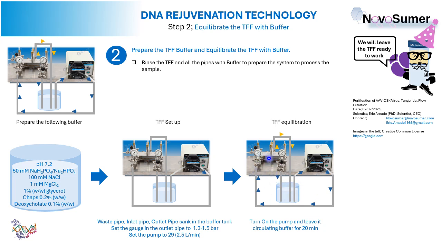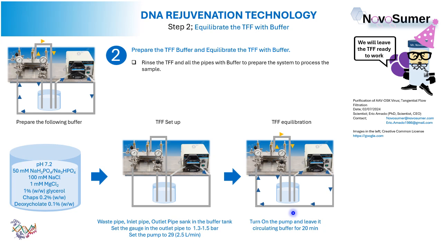The second option is that the two ways. The first path I told you, the waste pipe, and the second pathway that it can take is the outlet pipe of the TFF that will end up in the buffer container as well. Okay, so we just circulate it, we turn on the pump, and we leave it for 20 to 30 minutes. And after 30 minutes, we will have the system ready to receive the sample.